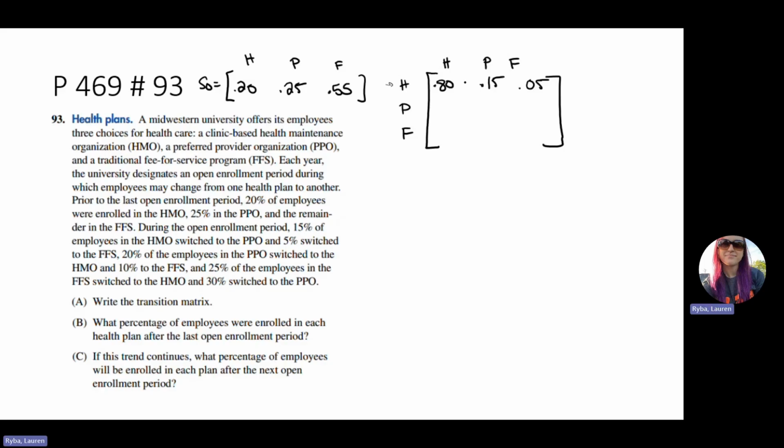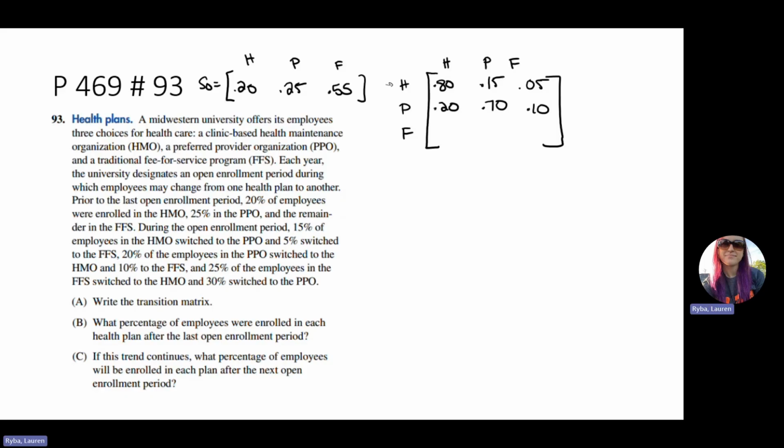All right. Next, it says 20% of those in PPO switched to HMO. So P to H was 20%. 10 went to FFS. They're always giving you how they move out. They don't ever give you what stays there. That's the one you calculate. So 30% left the category. That leaves 70% that stayed in the PPO group.